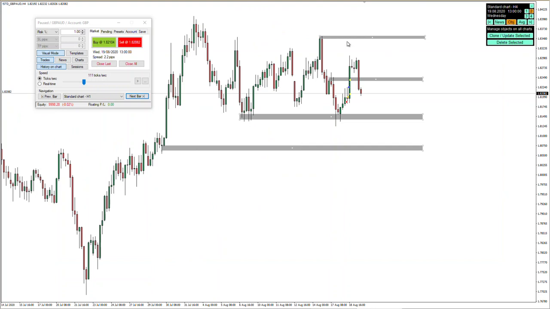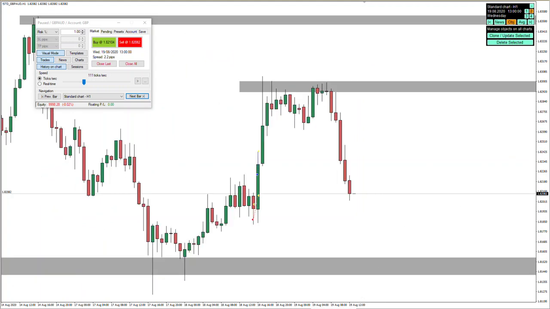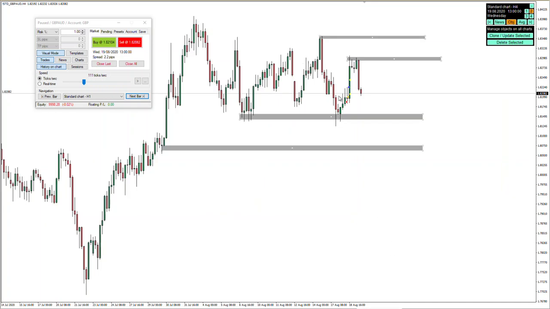H4. We got the resistance there. And the support is still the same. Everything is still the same except for a new resistance, and it's higher now. Clone it to the other charts. But what we can see is that we still didn't leave the sideways zone.